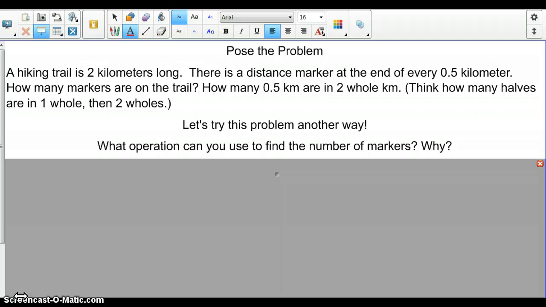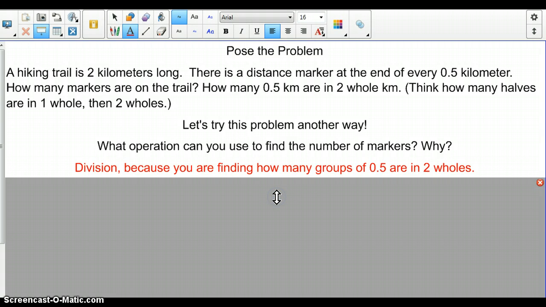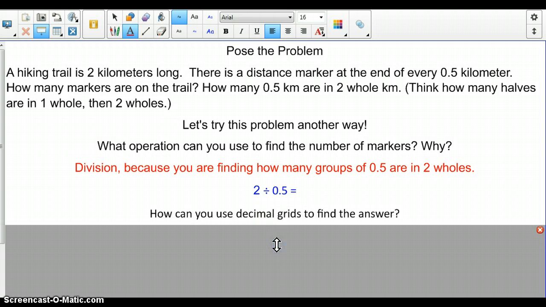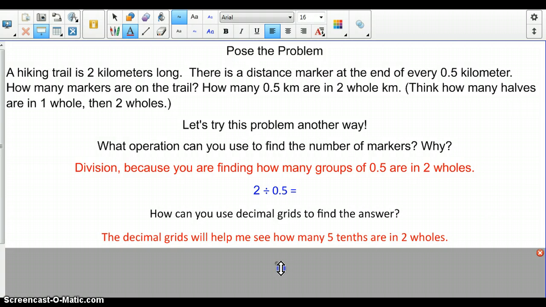Let's try this problem another way. What operation can you use to find the number of markers? Why? Division, because you're finding out how many groups of 5/10 are in 2 wholes. 2 divided by 5/10 equals? How can you use decimal grids to find the answer? The decimal grids will help me to see how many 5/10 are in 2 wholes.